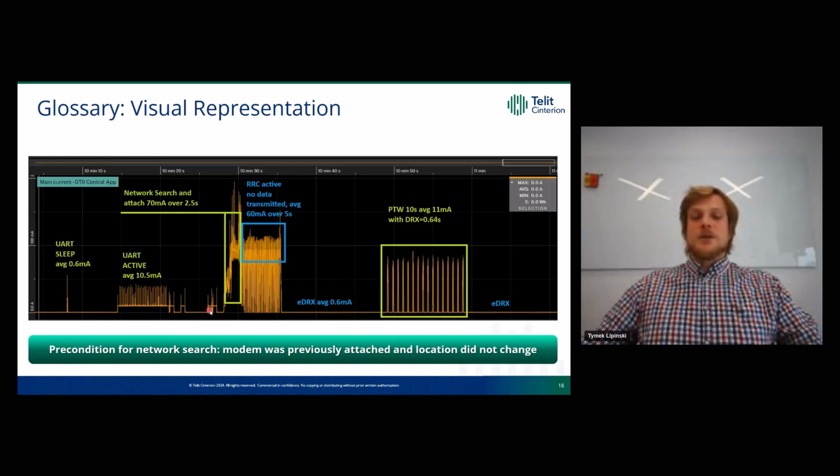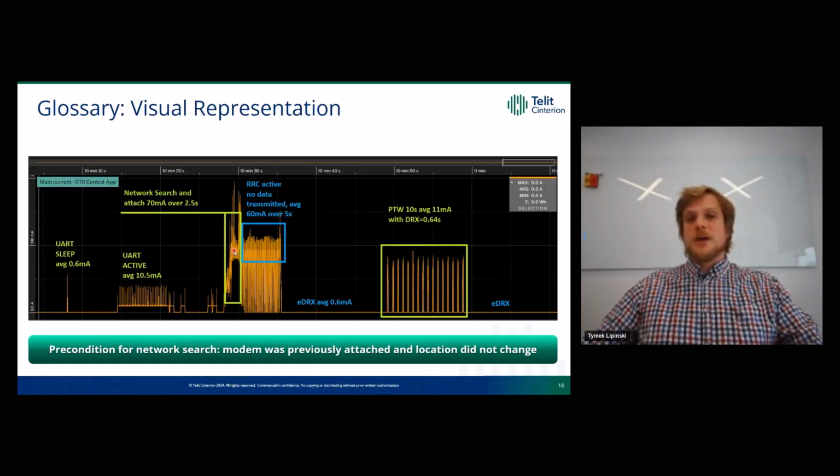Then we issue a command to the modem, search for network. So the modem starts searching for a network and proceeds with network attachment. This process took 2.5 seconds. We had pretty good signal conditions, so the average current was 70 milliamps. It was pretty short, and because the modem was previously attached to the network, it knew which frequency to scan first, because the modem always remembers the last known base station frequency, radio access technology, and operator.